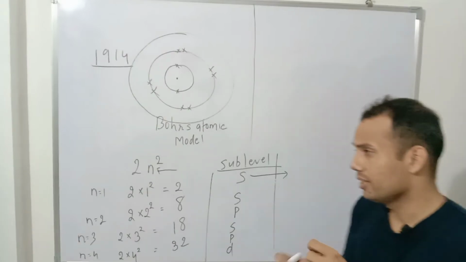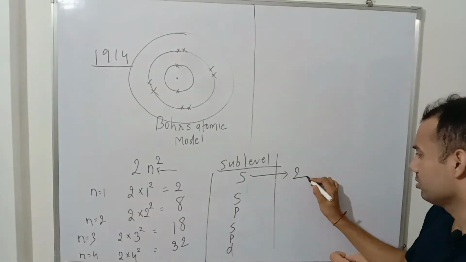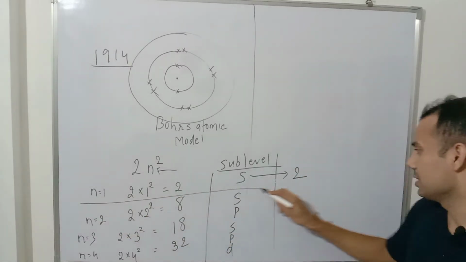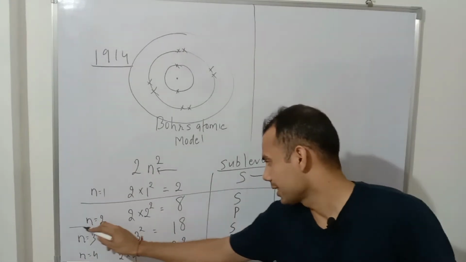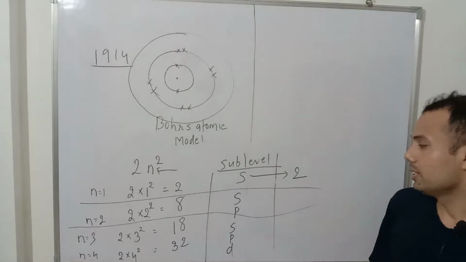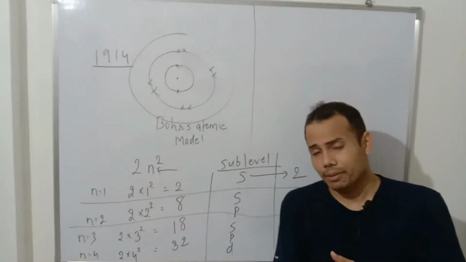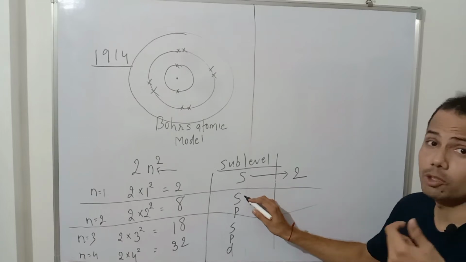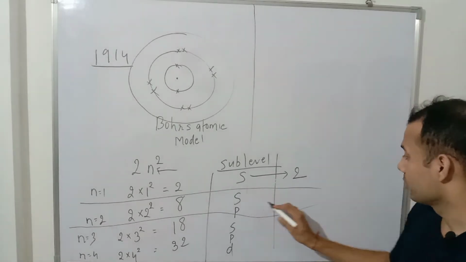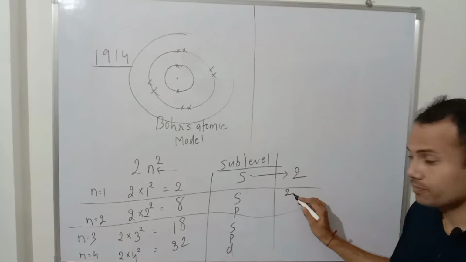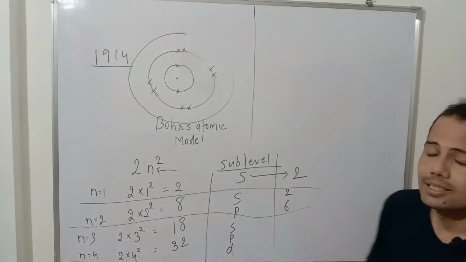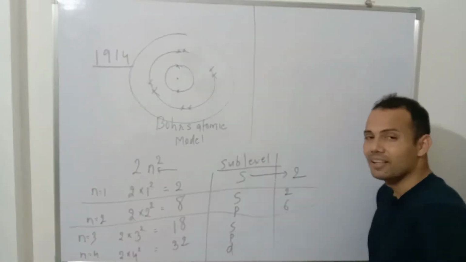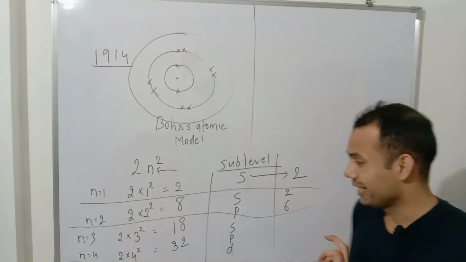For example, the S sub-level can take 2 electrons. That is the first one, you can see here. The second main energy level is splitting into 2 sub-levels. So one is S, one is P. The S we call an orbital, sub-level or orbital. So it can take 2 electrons and P can take 6 electrons. Now total, see this, it is coming 8.